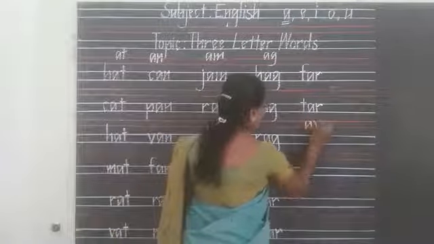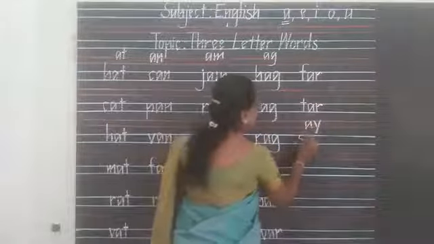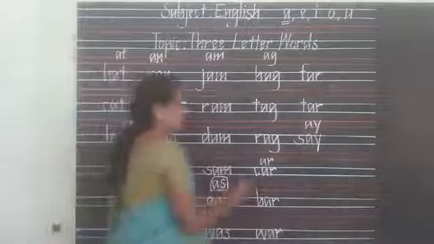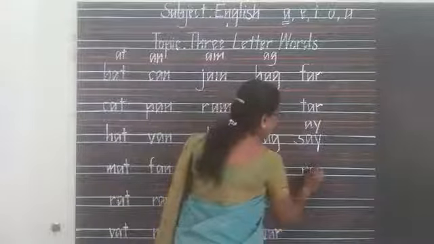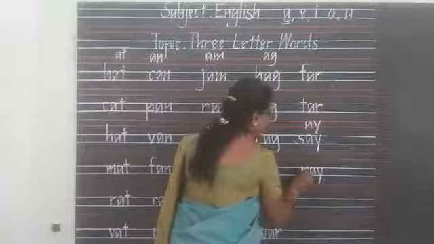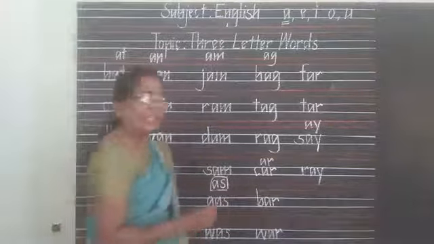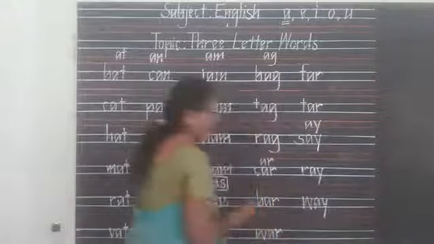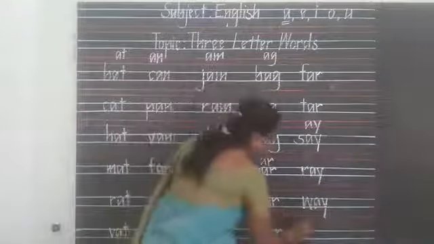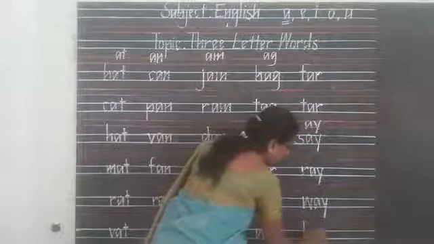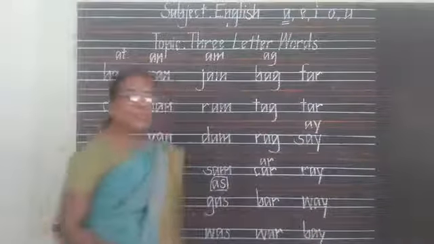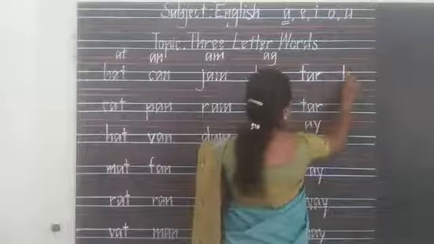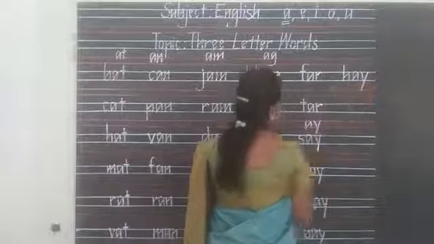Next, A Y group of words. S A Y, say. R A Y, ray. Next, W A Y, way. B A Y, bay. H A Y, hay.